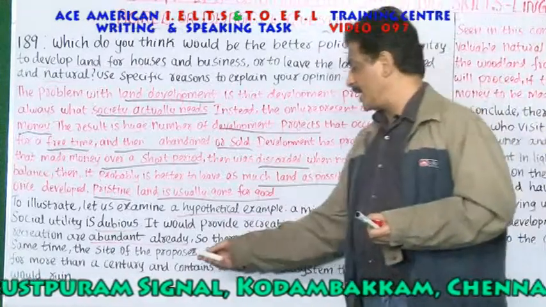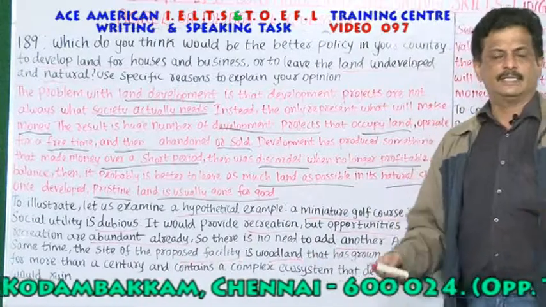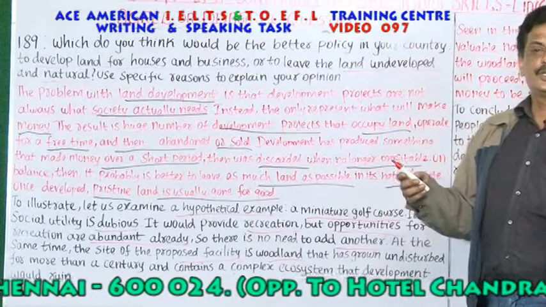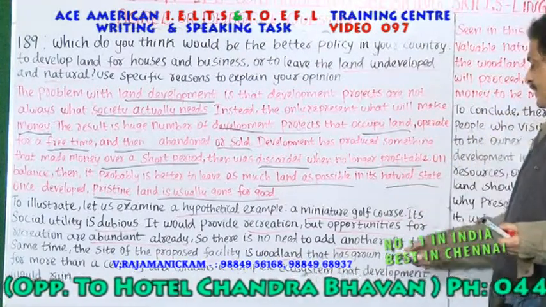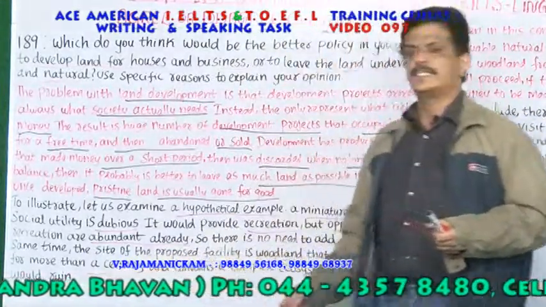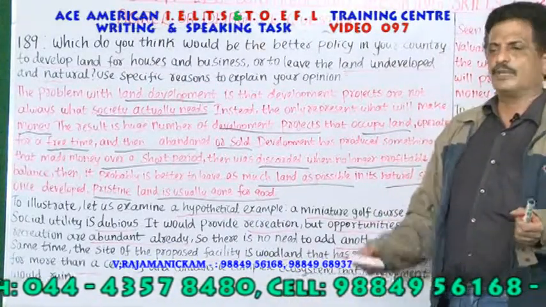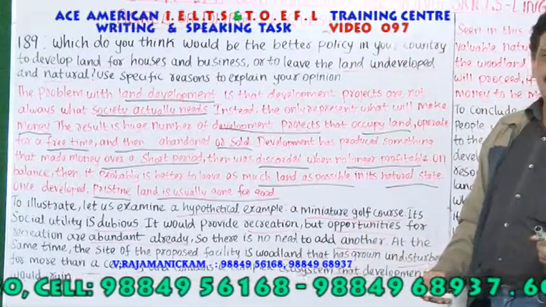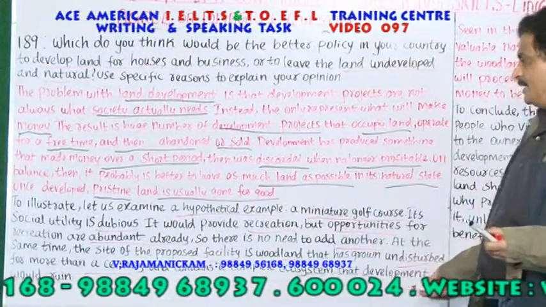At the same time, the site of the proposed facilities is woodland. Suppose it is in the forest, and a lot of trees are there. So to make a golf ground, what you have to do is cut down the trees that have grown undisturbed for more than a century, hundreds of years. If you want to make a golf ground, you have to cut down all the trees, and the forest contains a complex ecosystem, an ecological, natural state that development would ruin.